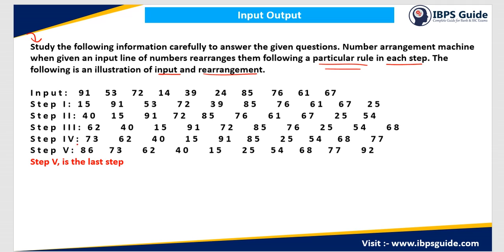To ye aapko ek example diya hai ki agar main input deta hu to kis tarah se aapka number arrange ho raha hai. Okay, now this is your input where certain numbers are given. Okay, and this is your step 1, step 2, step 3, step 4 and step 5, and step 5 is the last step. Okay, so basically this is your output. Okay, so the last step always gives you the output. Now we have to find out the particular logic, and accordingly they will provide you with another input, okay, which is given in the next slide, and you have to solve it using the same rule and answer the question.